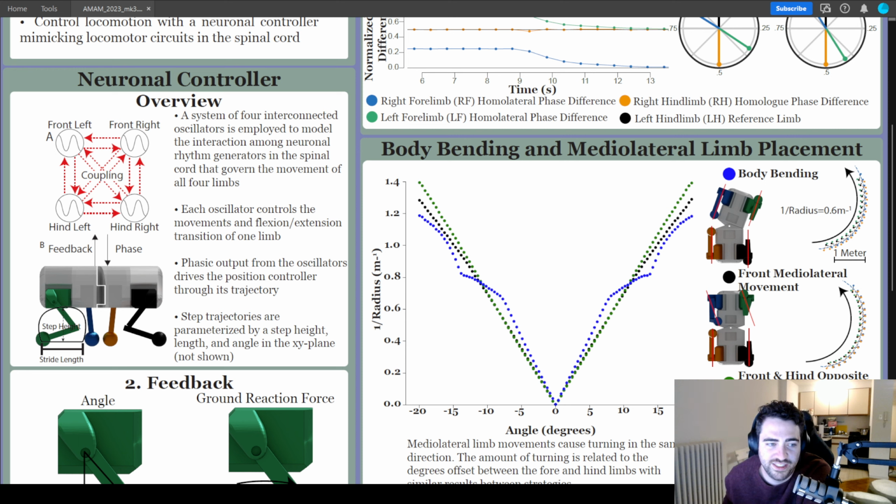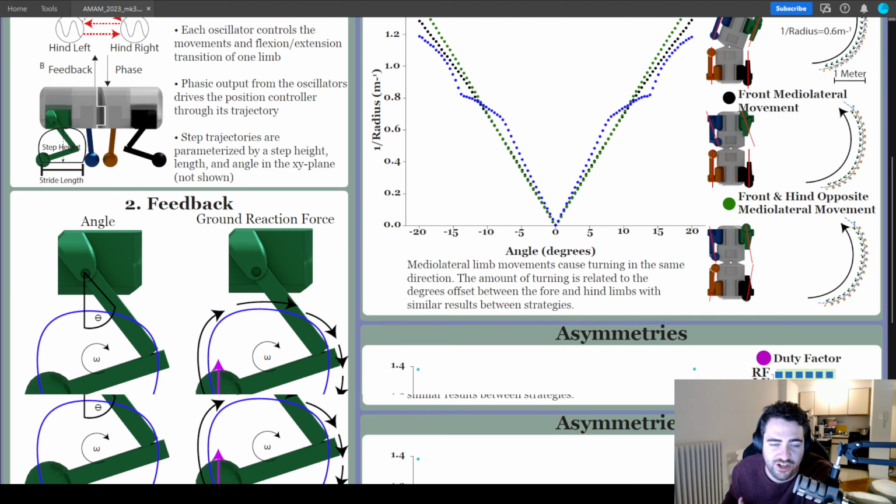So as the phase is sent from the rhythm generators to the limb, we step through this trajectory over and over again. And then one last thing is we record different types of things from the limb to produce feedback to send back to the controller. Each one of these oscillators controls the flexion, extension, and transition of one limb, and the phasic output from these oscillators drives that position controller through its trajectory.